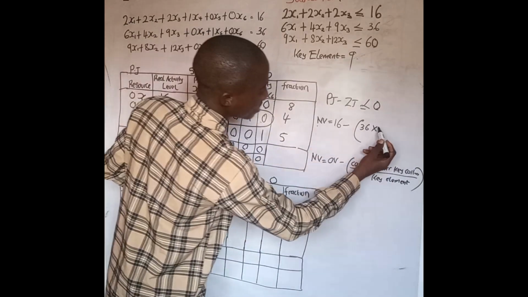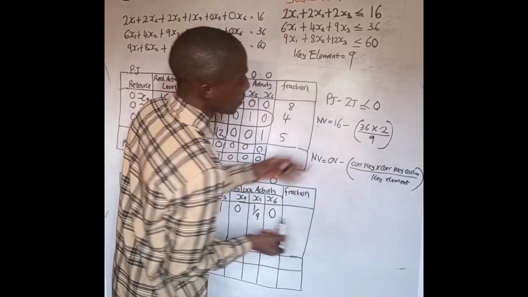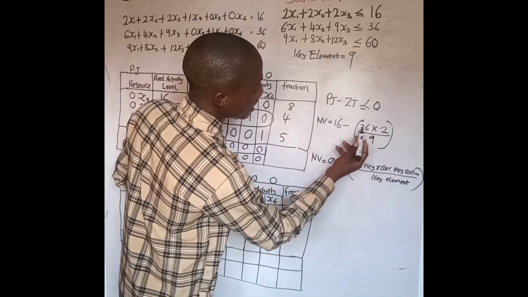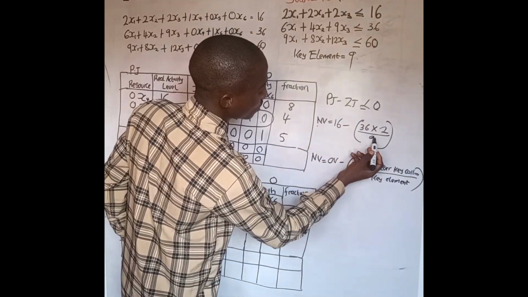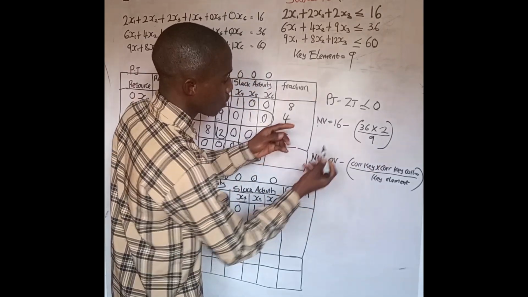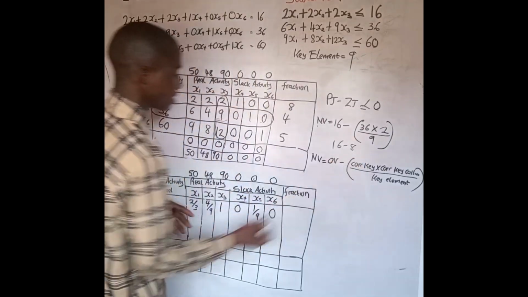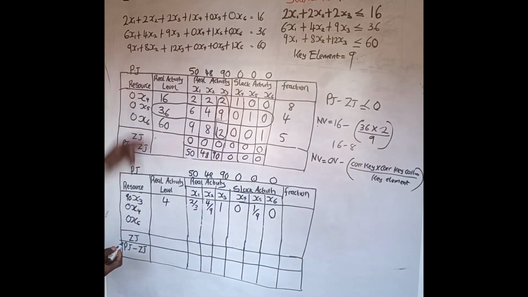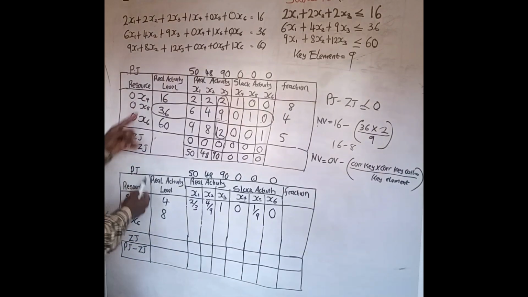So I'm going to have 36 multiplied by 2, all over 9. 36 multiplied by 2 is 72. 72 divided by 9 is 8. So 16 minus 8 is 8. Therefore, the new value for 16 in this place is 8.